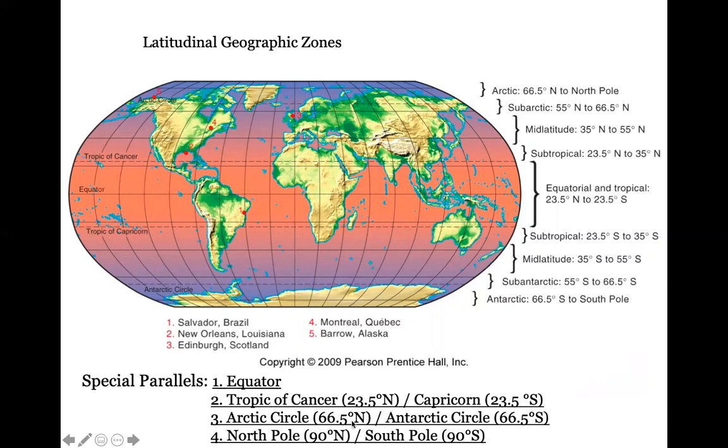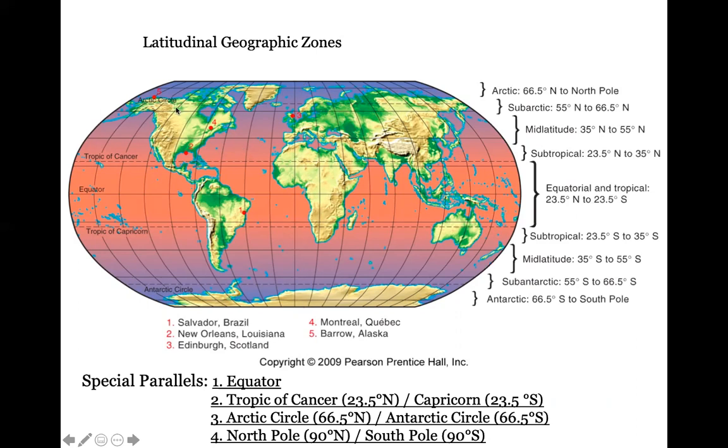At 66.5 degrees north and south, you have the Arctic Circle, which is up here in the northern hemisphere, and the Antarctic Circle down here in the southern hemisphere. Then the final two important latitudes are 90 degrees north and 90 degrees south, the North Pole and the South Pole.